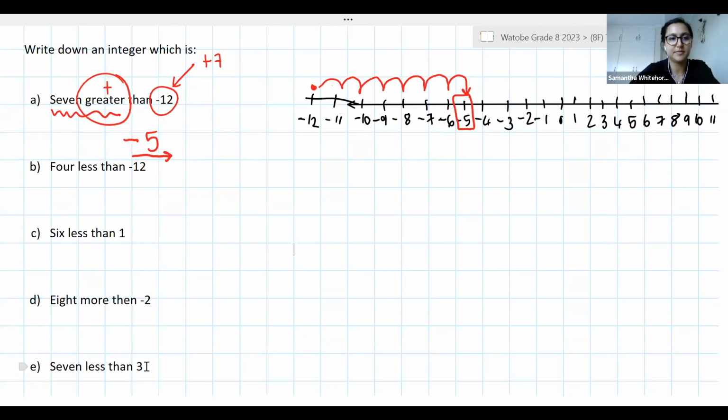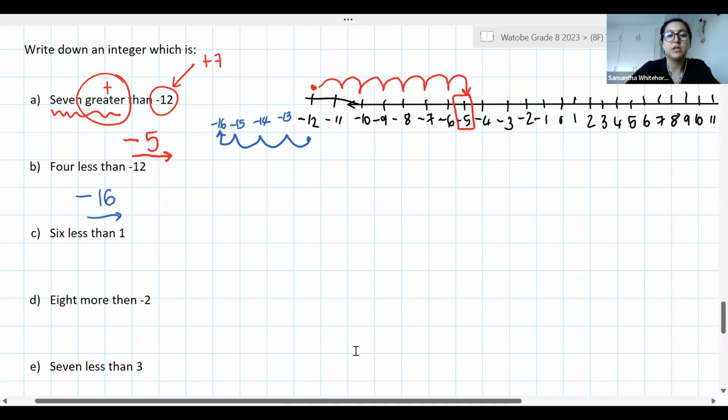Negative 16. Excellent. Well done. So guys, what we need to be careful of here is that we're already sitting at negative 12. I need to take 4 away from that, which would take me to, if I had the rest of the numbers, negative 16. So be very, very careful that you're getting your signs correct and you're moving in the correct direction on your number line.